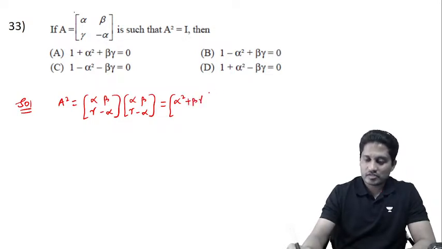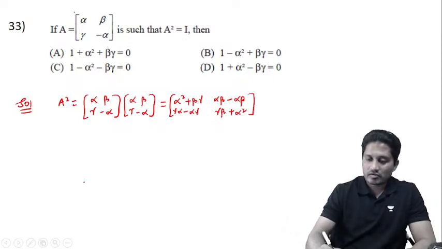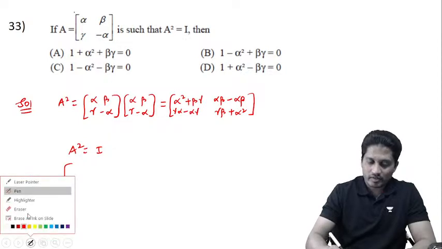Right, and then first row, second column, alpha beta minus alpha beta. Second row, first column, gamma alpha minus alpha gamma. Second row, second column, gamma beta plus alpha square. Okay, so according to the question, A square is equal to I, right?